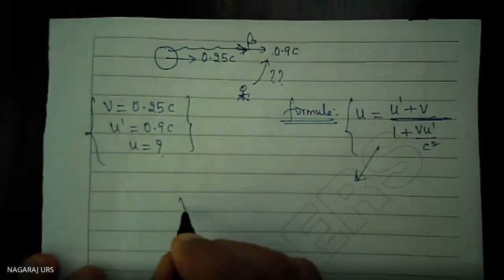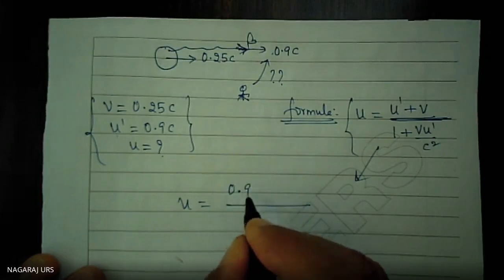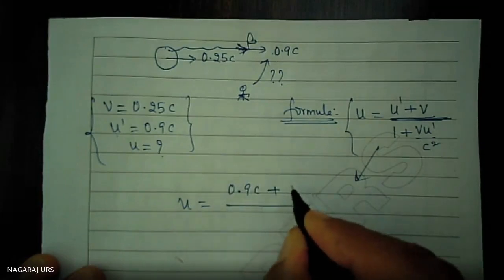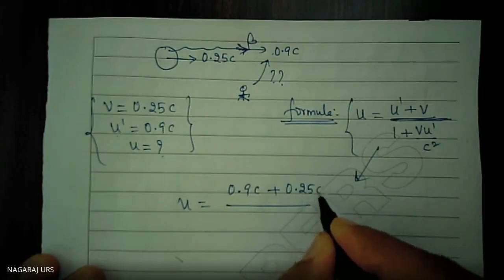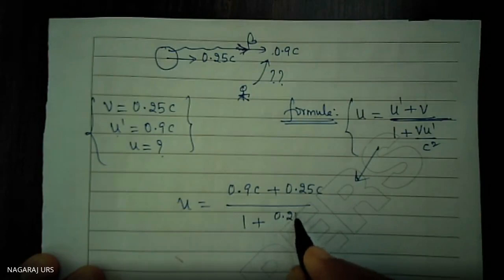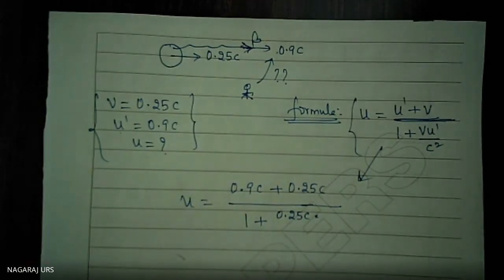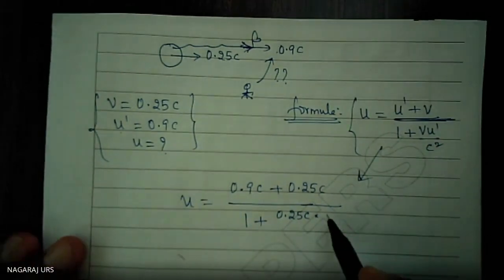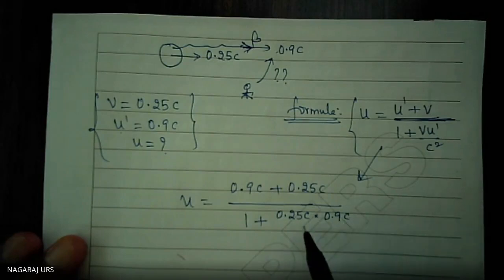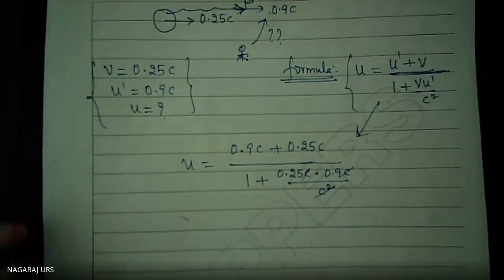U is equal to (U dash plus V) divided by (1 plus V U dash divided by C square), that is 0.25 plus 0.9 C divided by C square. Okay, do it.